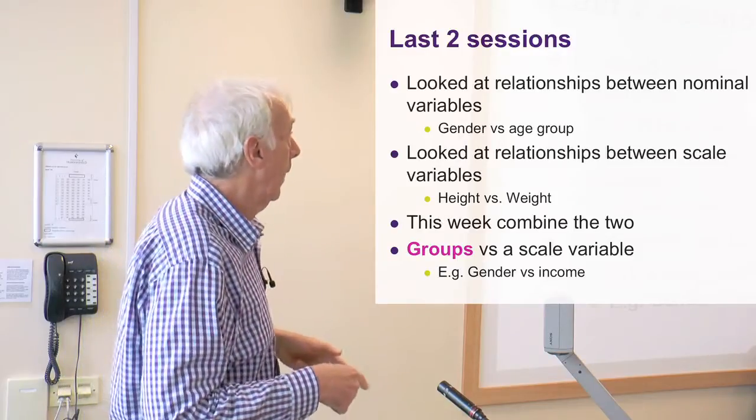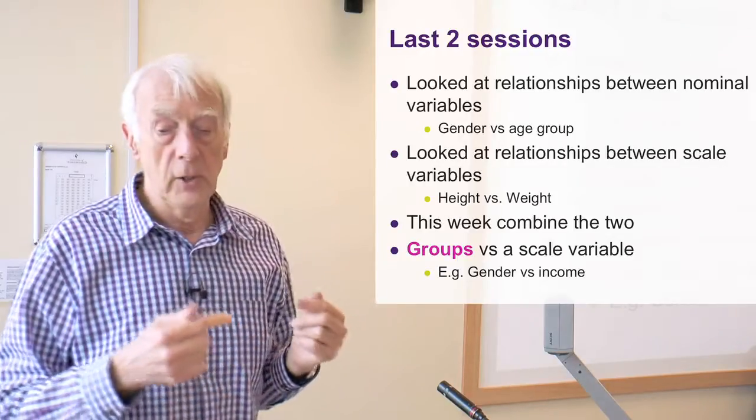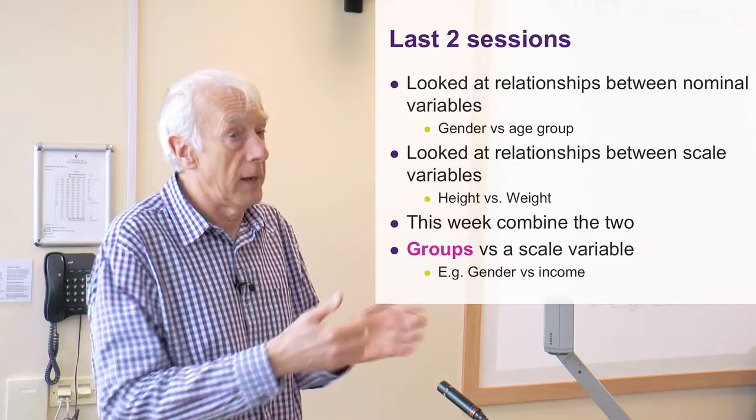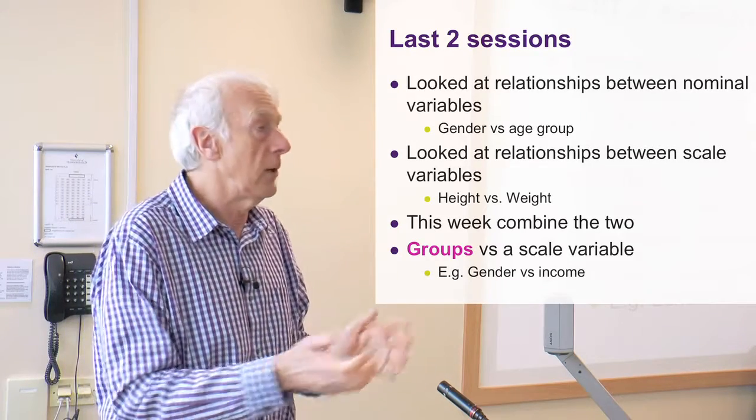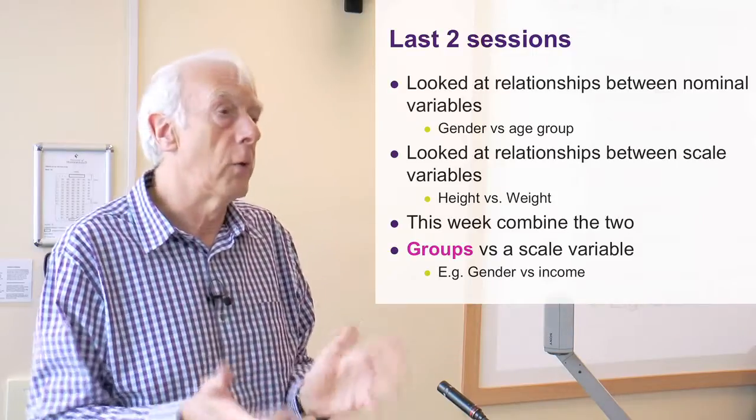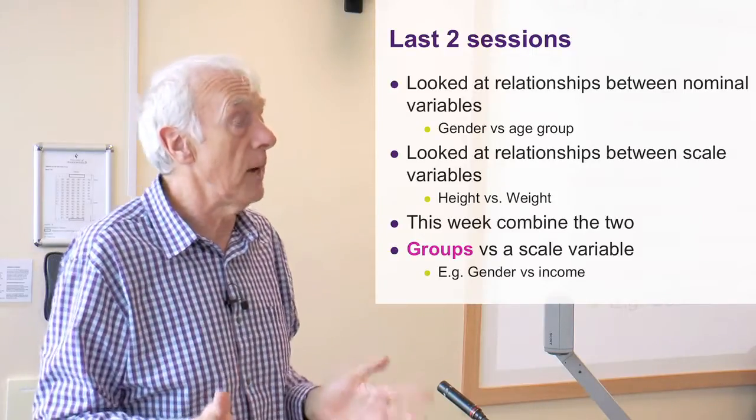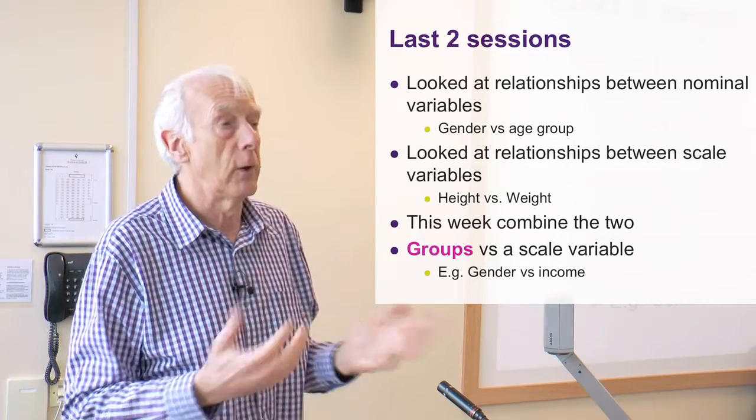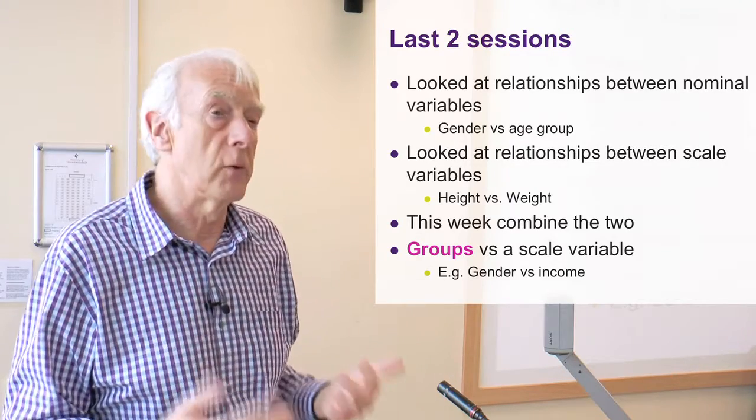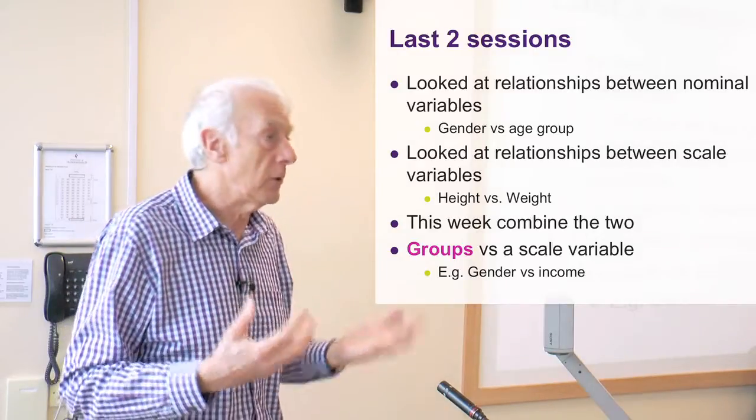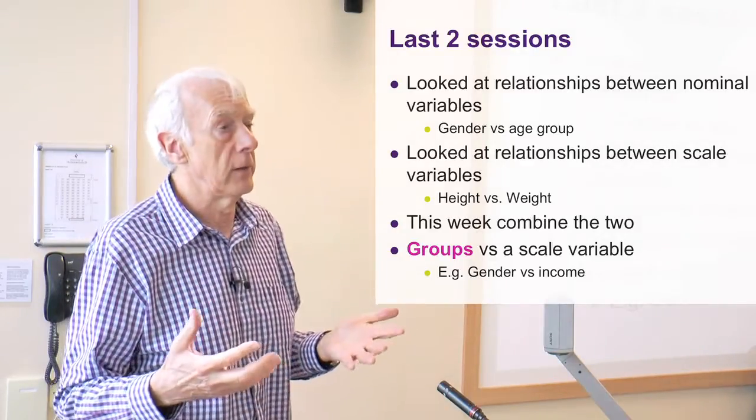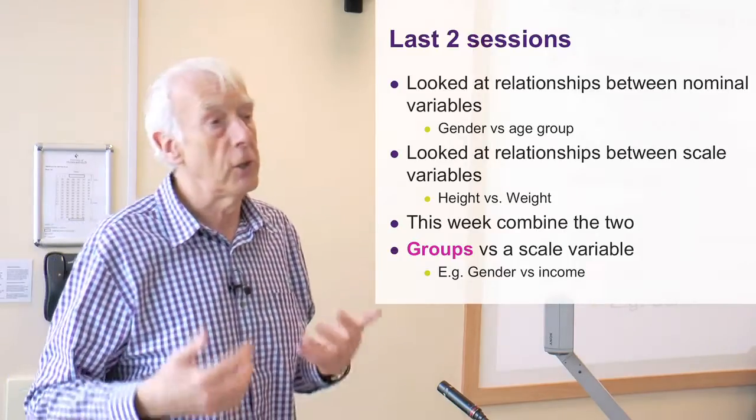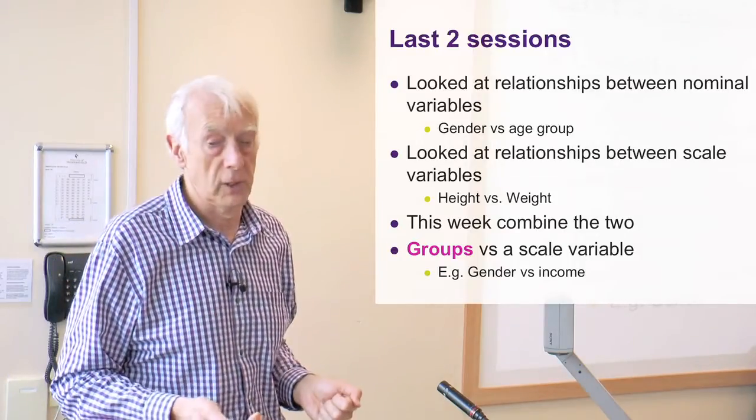Then last week, I looked at the relationships between two scale variables, where you've actually got measures of some kind. They are clearly in order. You can use it with various kinds of ordinal scales, but also other kinds of measures you can use. Height and weight is an obvious one to look at the relationship between those two variables. And we use scattergrams and the Pearson's R, the correlation coefficient, to look at those relationships.